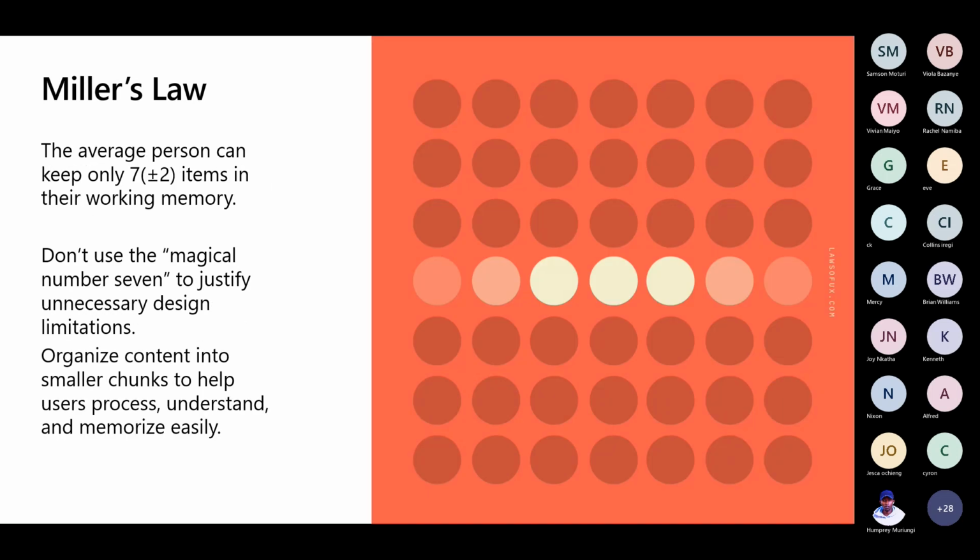And then we have Miller's law, where the average person can only keep 7 items in their working memory. So the advice that I would give here is to always organize your content into smaller chunks. This will help users process, understand, and memorize easily. And remember that short-term memory varies per individual.